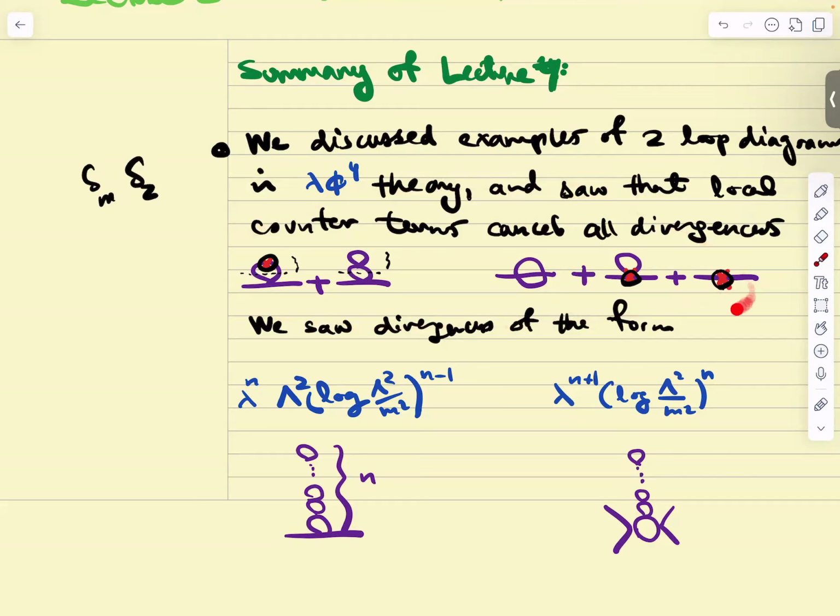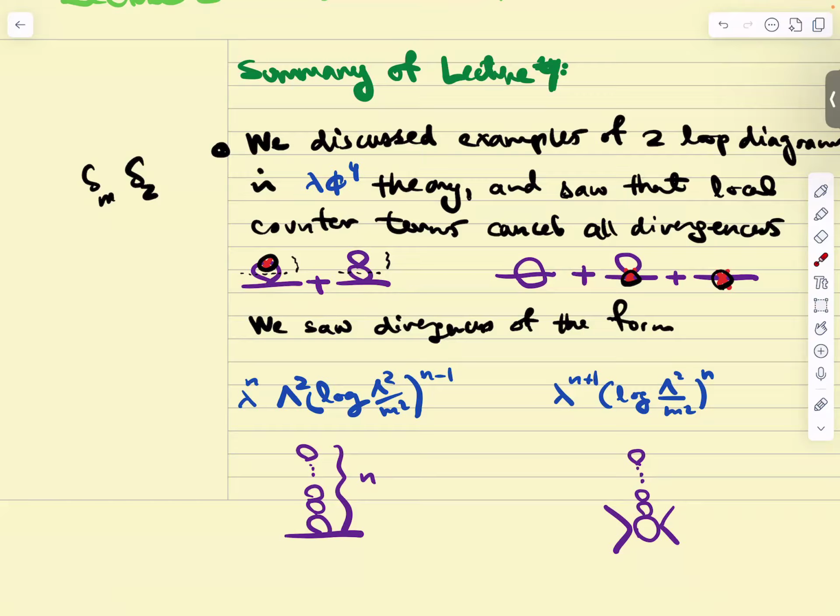So this is what we saw. We discussed that at higher loop, of course, what was the divergence order of these guys? Lambda squared, right? Now, well, sorry, I'm lying.